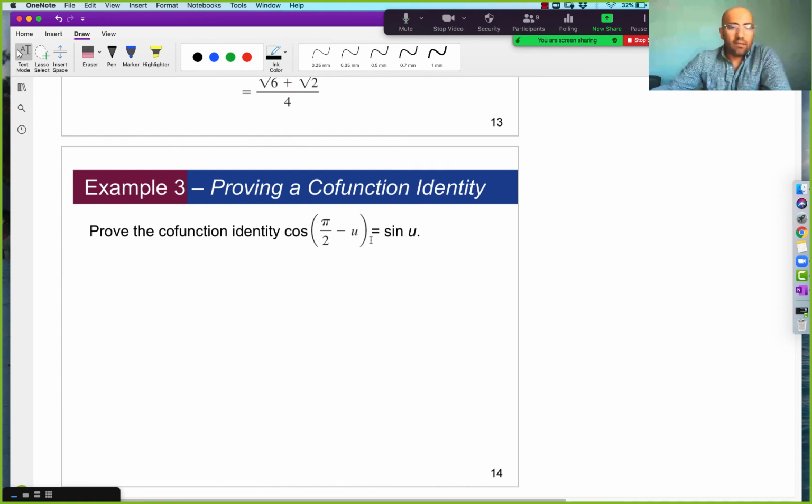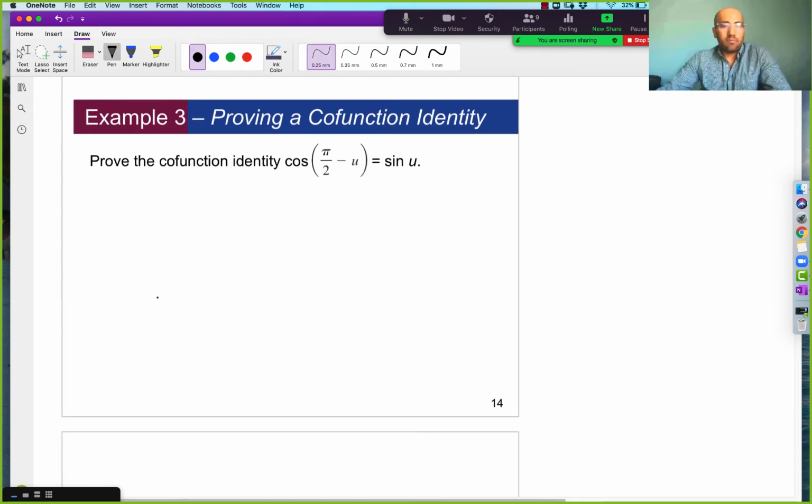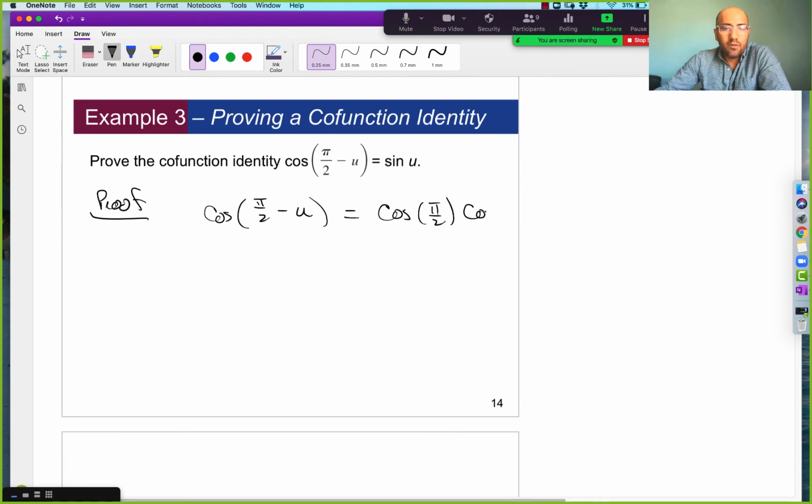Well, that's going to be a pretty easy application. So to prove this, that's easy. Let's just start with the more complicated side. Cosine of pi over 2 minus u. Well, we just established that this is equal to cosine of pi over 2 cosine of u plus sine of pi over 2 sine of u.